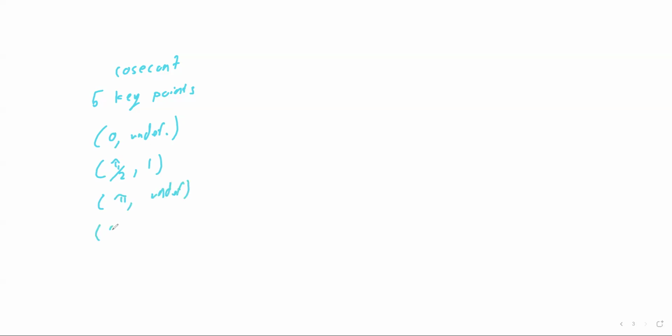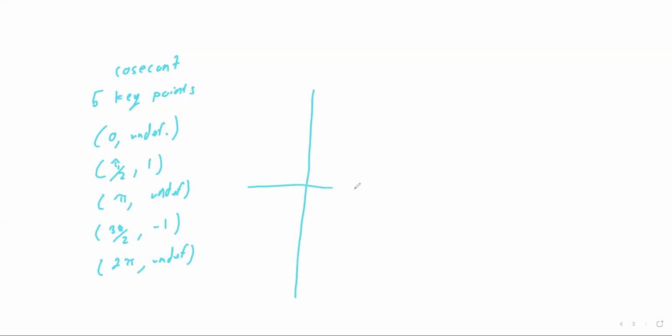The next up is cosecant or secant. It doesn't really matter; we'll do cosecant because I said that first. Our 5 key points: we have 0, undefined; pi halves, 1; pi, undefined; 3 pi halves, -1; and then 2 pi, which is undefined.